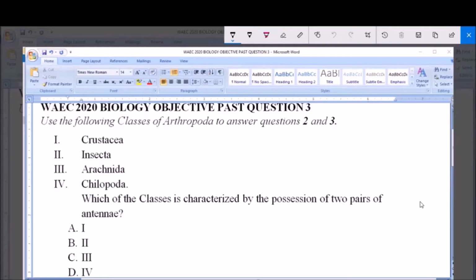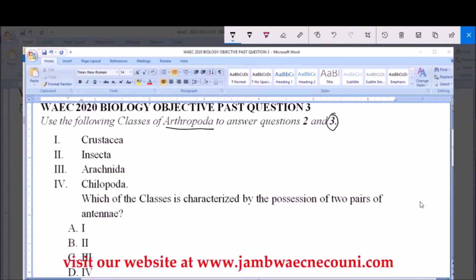Waec 2020 biology objective past question 3. Use the following classes of Arthropoda to answer questions 2 and 3. So we have classes under the phylum Arthropoda that we are to use to answer 2 and 3, and this is question 3. So we have Crustacea, Insecta, Arachnida and Chilopoda. Which of the classes is characterized by the possession of 2 pairs of antennae? A 1, B 2, C 3, D 4.